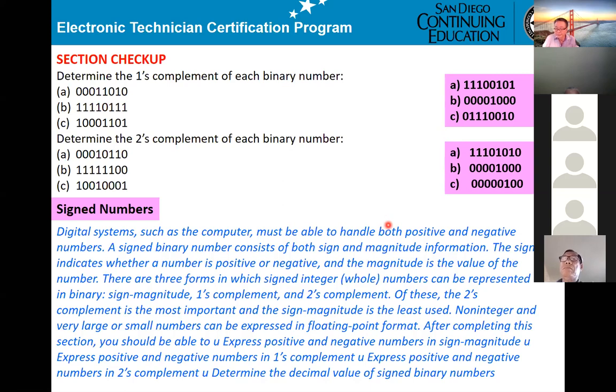Okay, there are three forms in which signed integer numbers can be represented in binary: sign-magnitude, first complement, and second complement. Of these, the second complement is the most important, and the sign-magnitude is the least used. Okay, non-integer and very large or small numbers can be expressed in floating point. After completion, we don't care about it now. Okay.